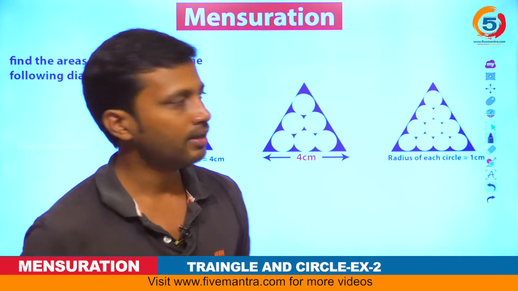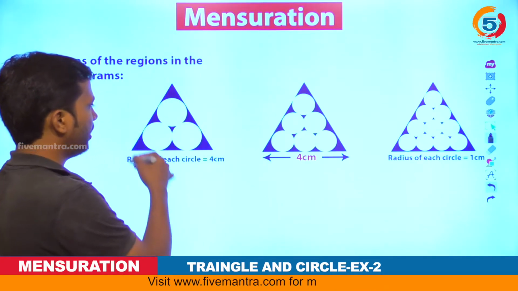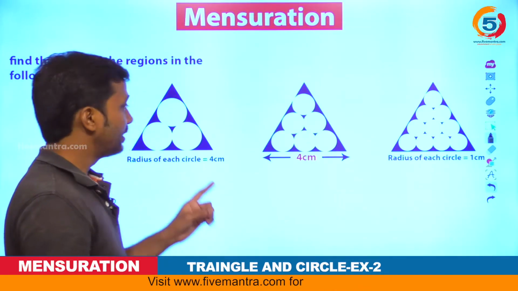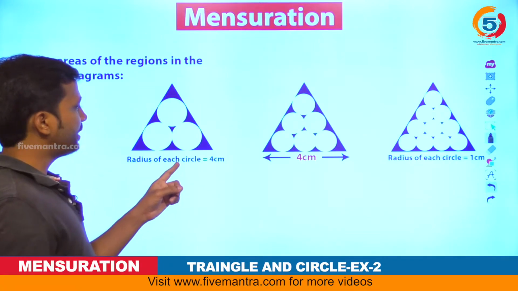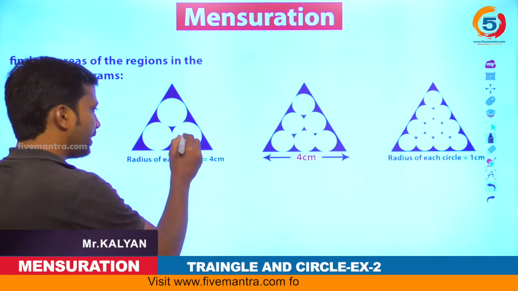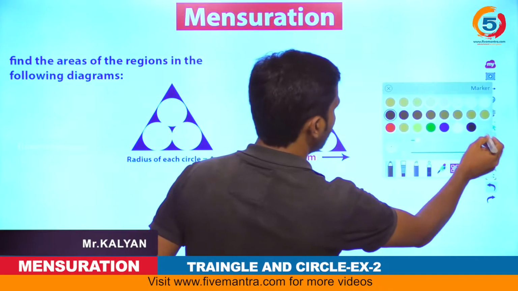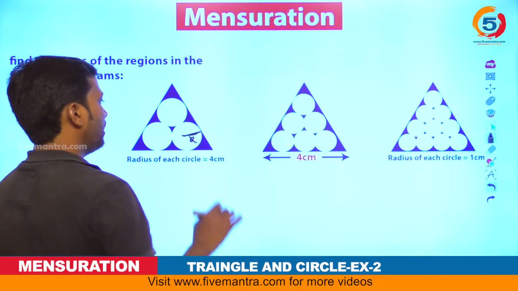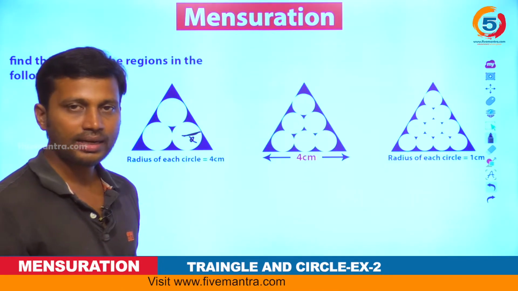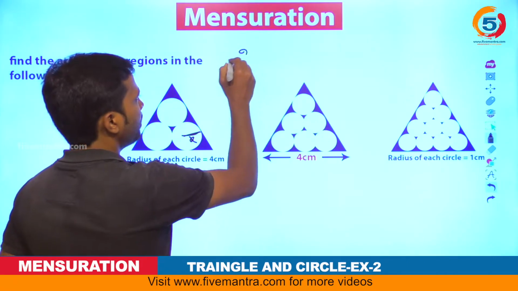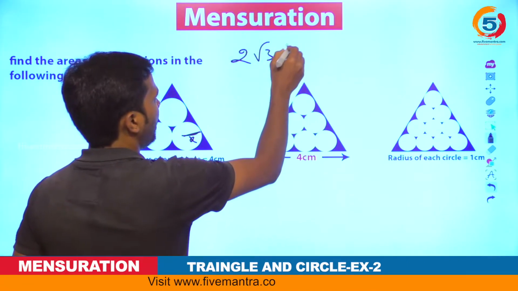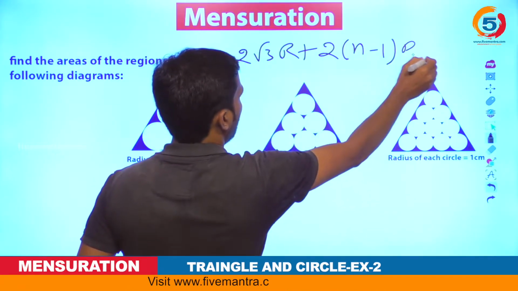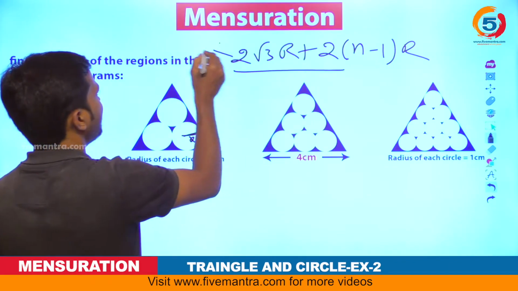Let us start. Now here, first of all, our target is to find the side of the triangle, because the radius is given. For our convenience, I am not taking R as 4 at present; I am taking each radius as R. If each radius is R, then the shortcut we said, 2 root 3 R plus 2 into (n minus 1) into R, is the side of the triangle. Is it right or not?